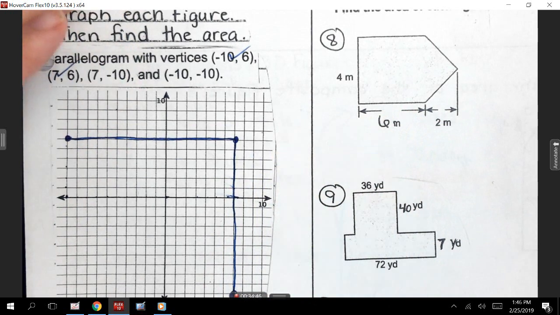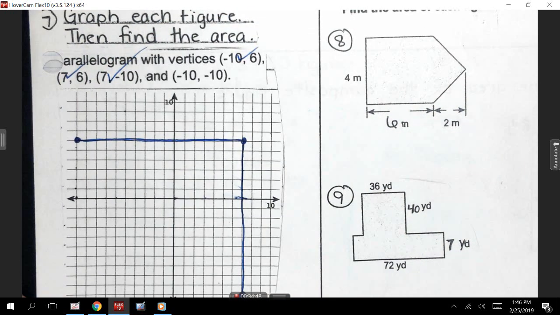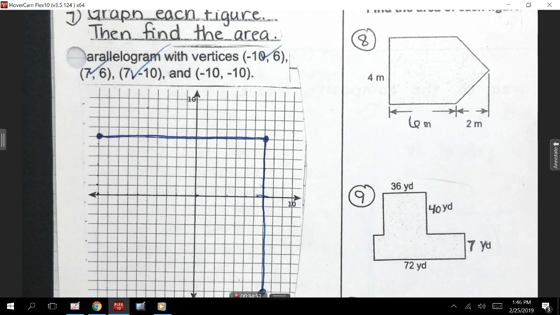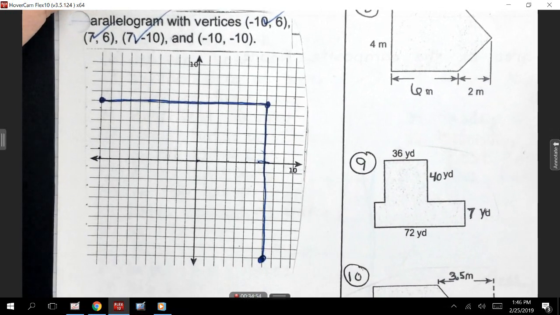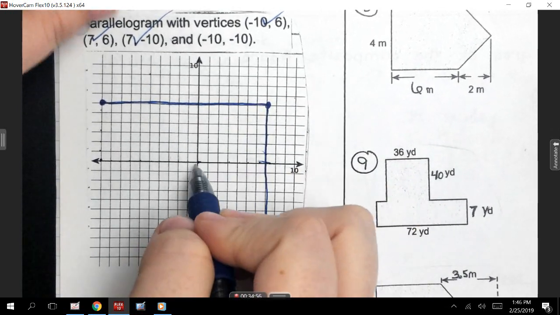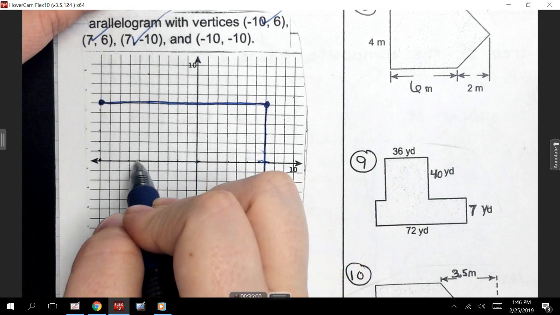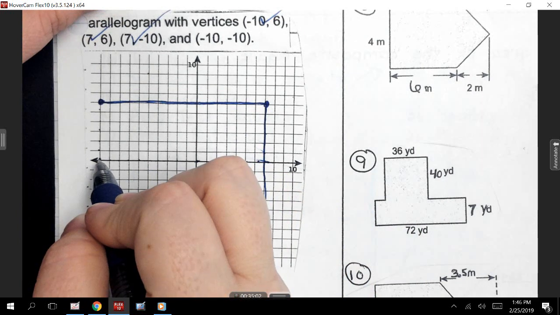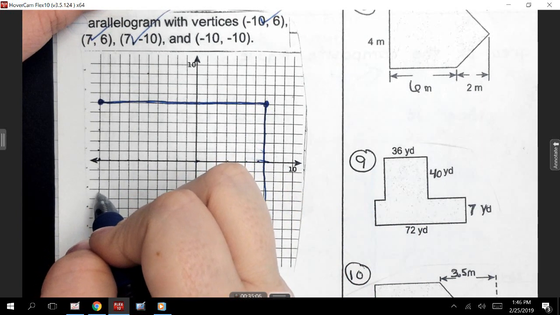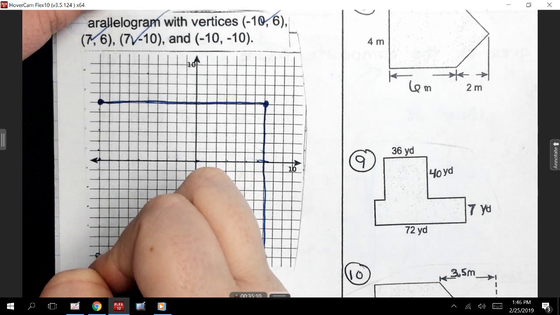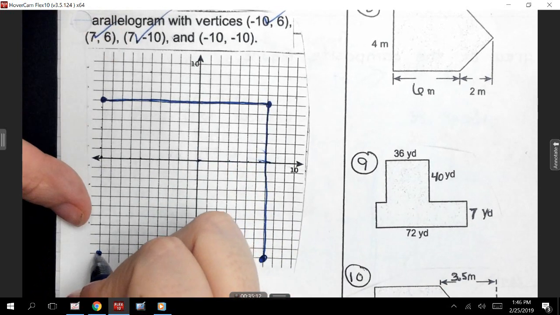Okay. All right, now I need to graph my last one. How am I going to graph that one? Fernando? You going to go to the left 10 times. Okay, so left or backwards 10. 1, 2, 3, 4, 5, 6, 7, 8, 9, 10. Okay. And then you're going to go down 10. Down 10. 1, 2, 3, 4, 5, 6, 7, 8, 9, and 10. Okay.